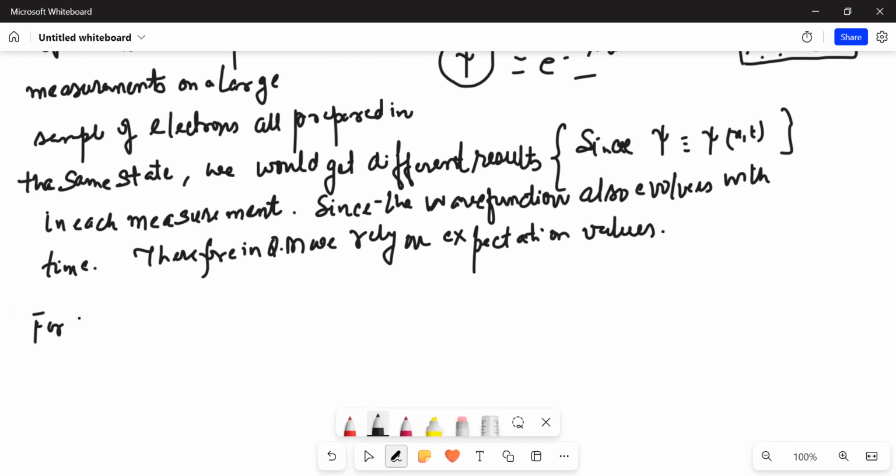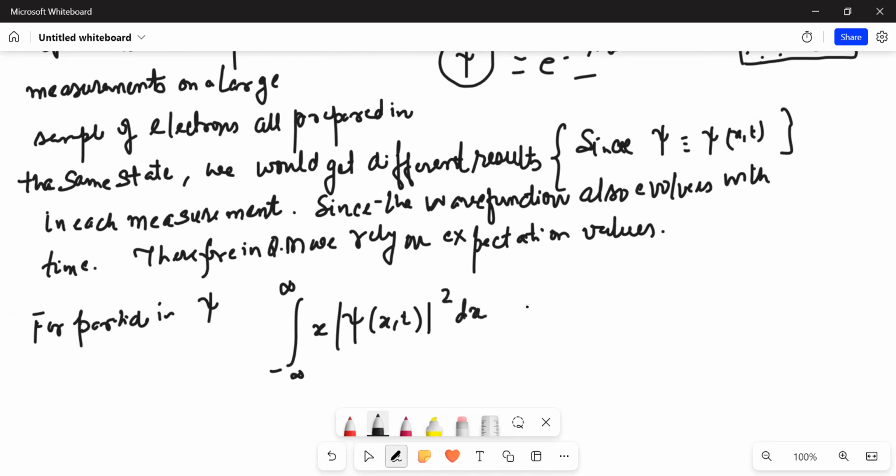For a particle in state psi, the expectation value of x is given by the integral from minus infinity to infinity of x times modulus psi of x comma t, whole square, dx. This is how you get the expectation value of x.